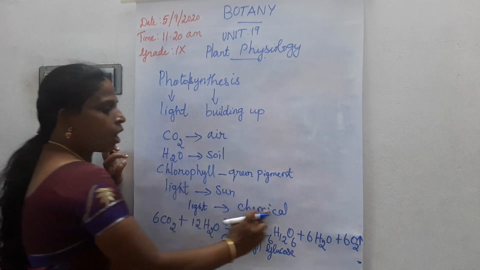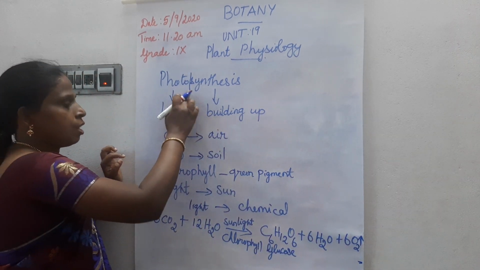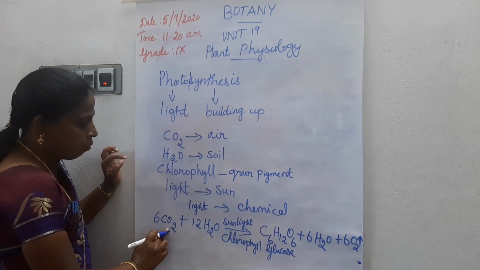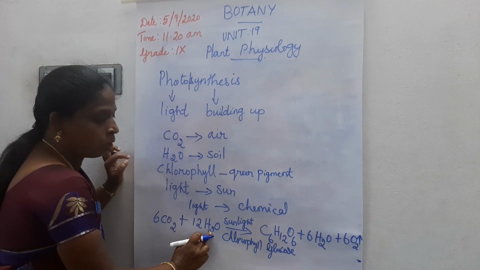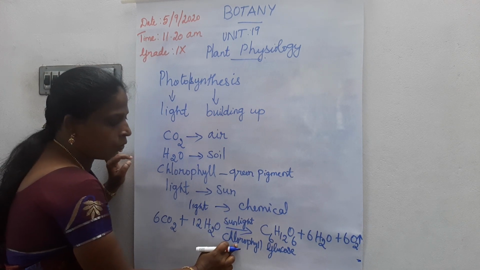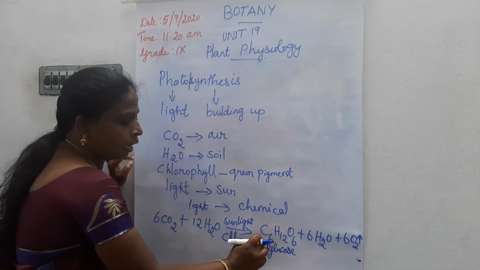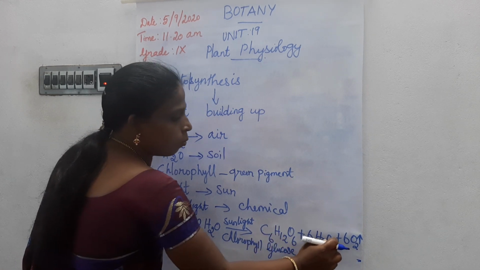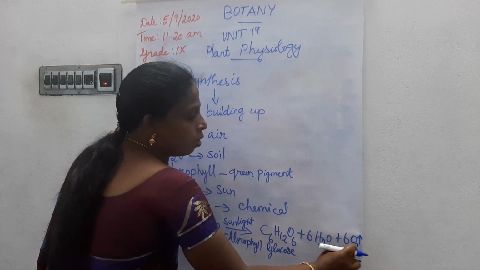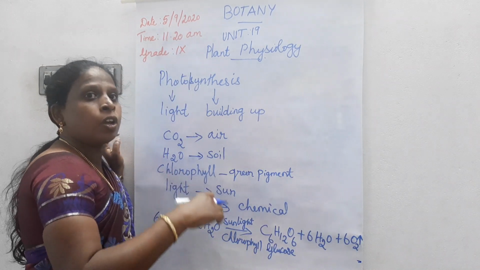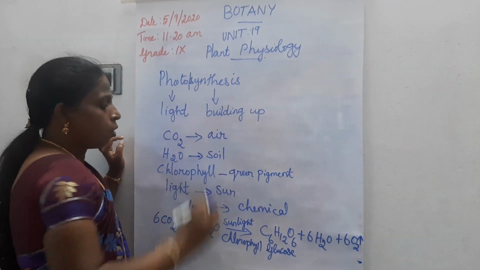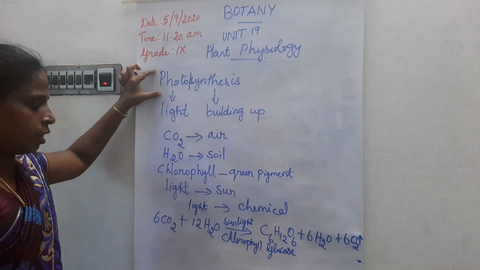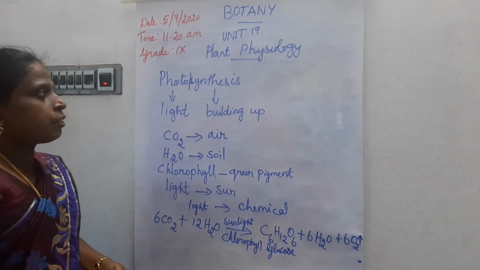So this is the overall equation for photosynthesis. The chemical equation for photosynthesis is 6CO2 plus 12H2O in the presence of sunlight and chlorophyll. They are preparing the carbohydrate, that is glucose, C6H12O6, plus 6H2O plus 6O2. So oxygen gas is evolved during photosynthesis. This is the overall equation for photosynthesis. Have you understood?